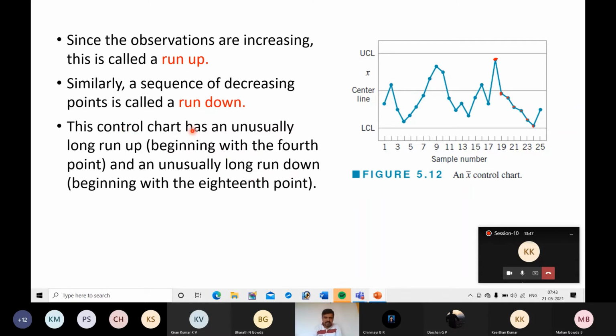This control chart has an unusually long run up. So this is that unusually long run up beginning with the fourth point. This is the fourth sample point, and an unusually long run down. So this is the unusually long run down beginning with sample number 18, the point of sample number 18.